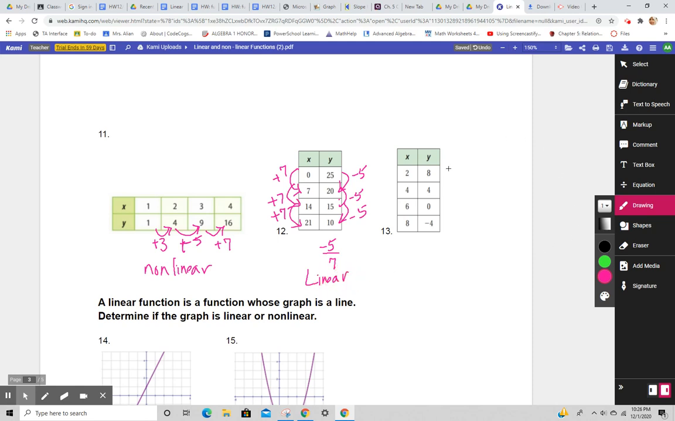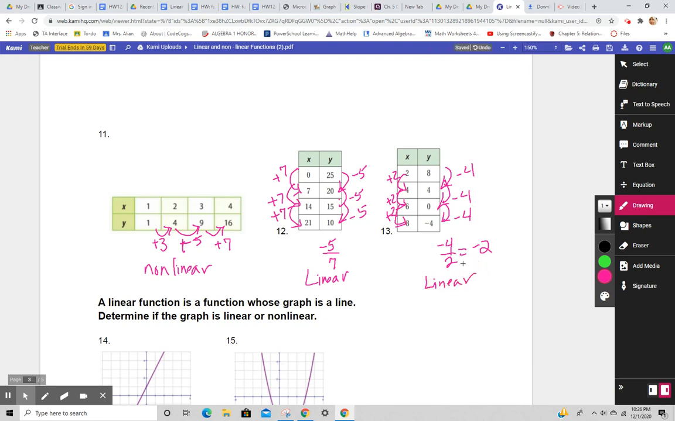Let's check this one here. -4, -4, -4. What is happening here? Add 2, add 2, add 2. So it's changing at -4 over 2, which is -2. So it has a constant rate of -2. This is linear.